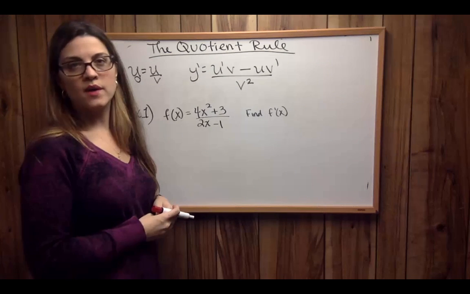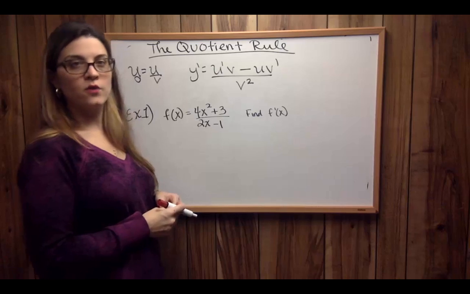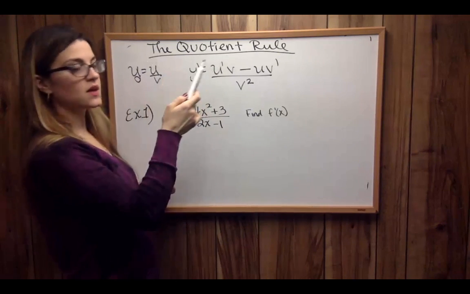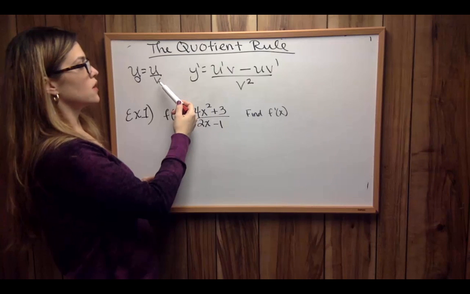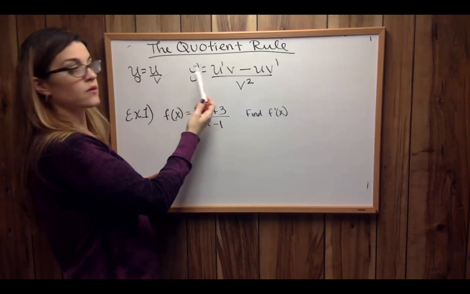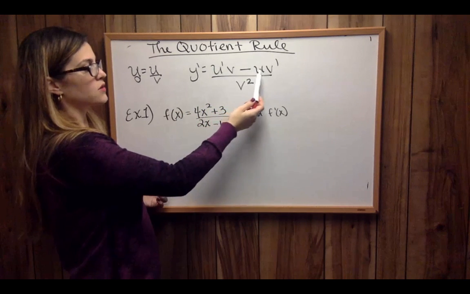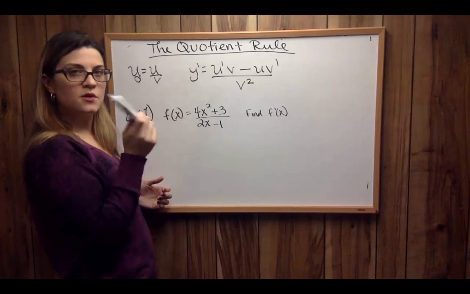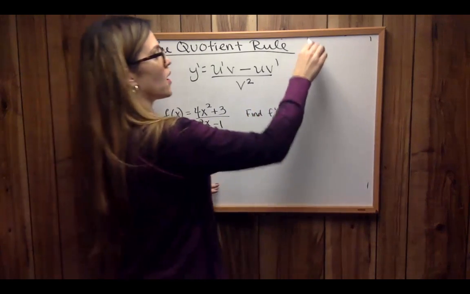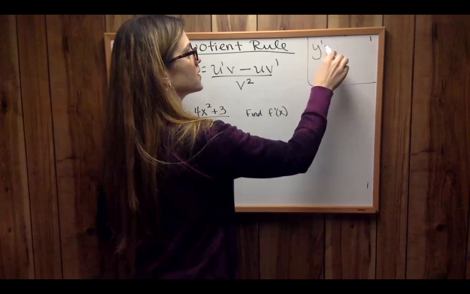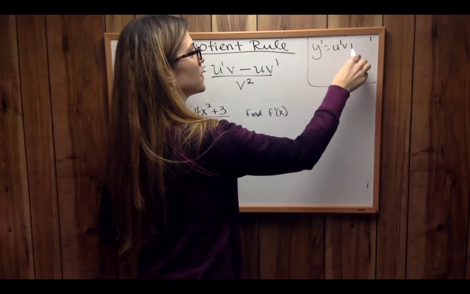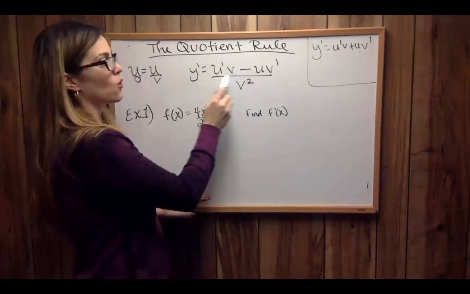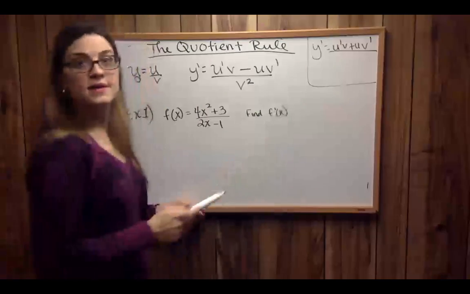The next rule we want to talk about is the quotient rule. So what if you were given a function that instead of it being u times v is u over v? The rule to find the derivative would be u prime v minus uv prime all over v squared. Notice how it's very similar to the product rule. The product rule was u prime v plus uv prime. Notice the order is the same.